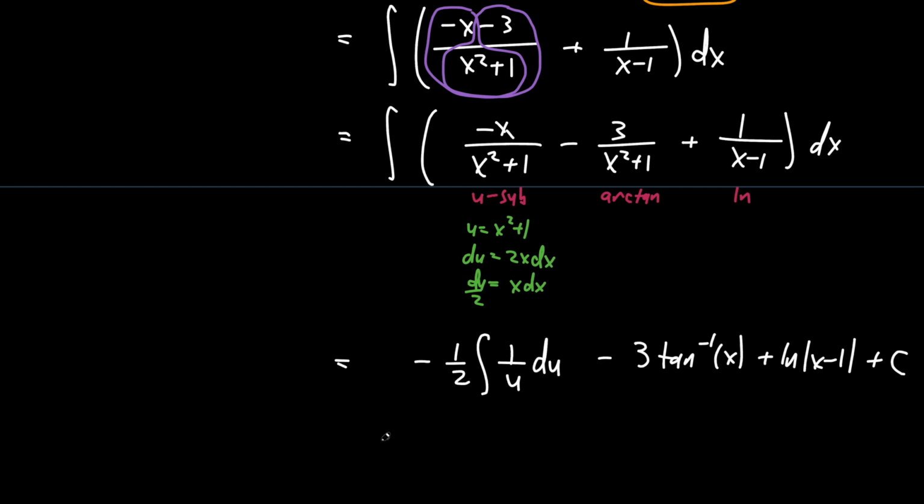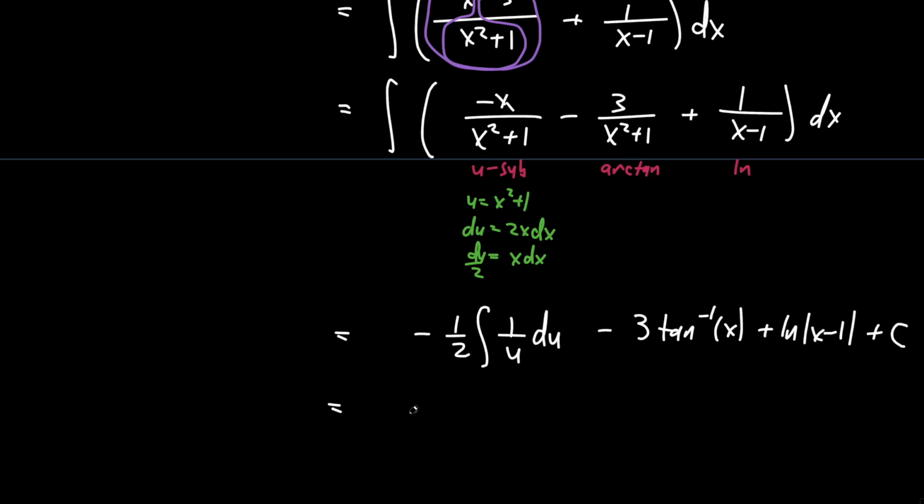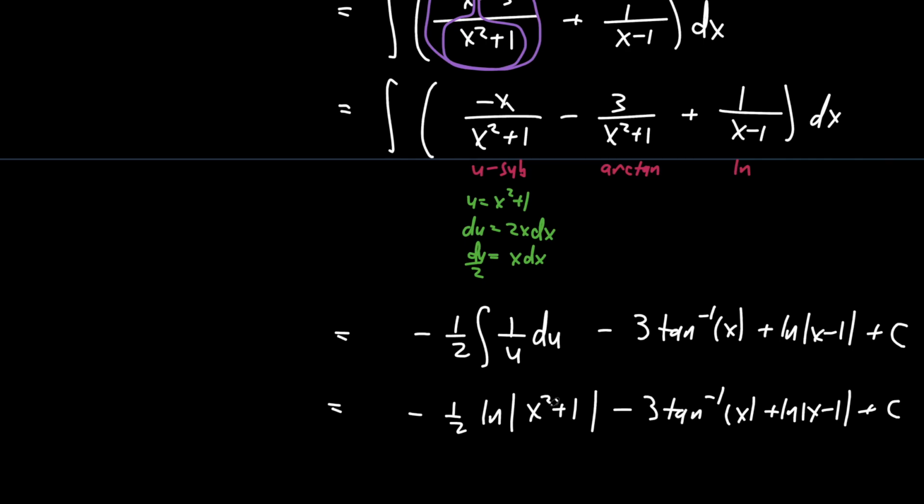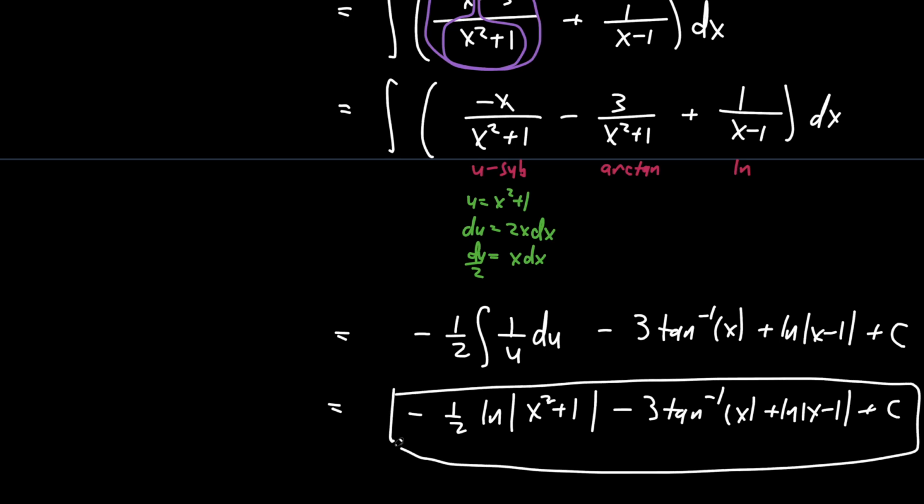The u sub, what does this become? Well, when you do the u, it becomes -1/2 natural log of u. These we can make copies of again. And then all you're going to do is, as usual, replace our u. So our u was x squared plus 1. This would be our final answer for this.